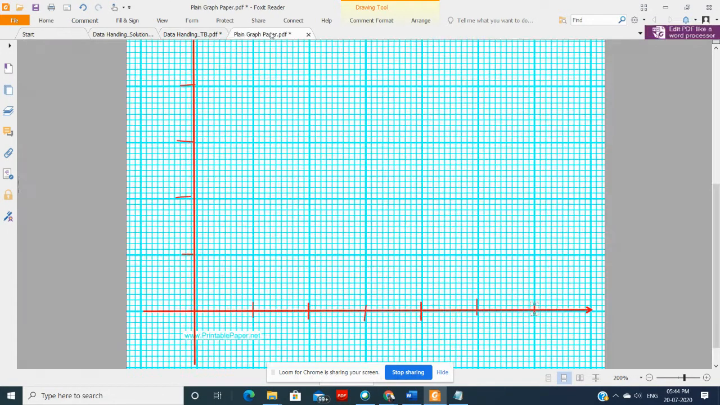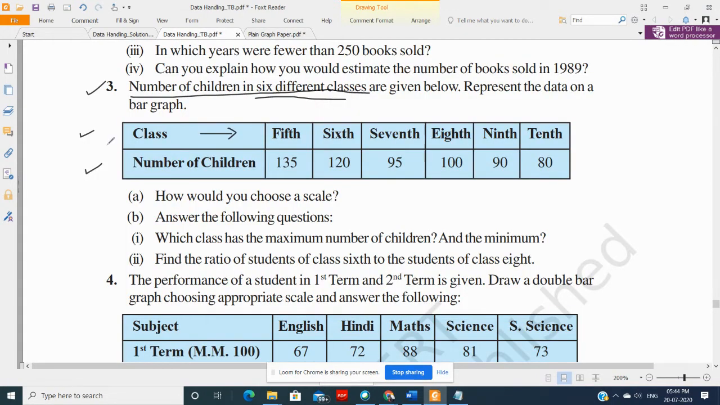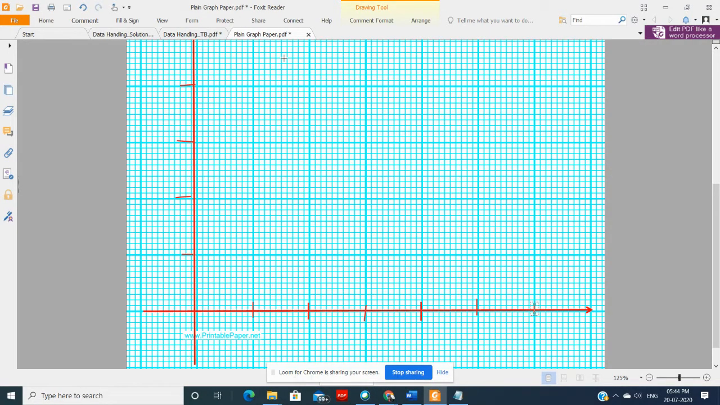Now let's go to the graph paper. See, this is your graph paper. This is your x-axis and this is your y-axis. The first thing is to give heading. So we'll just give heading: graph showing number of children in 6 different classes.